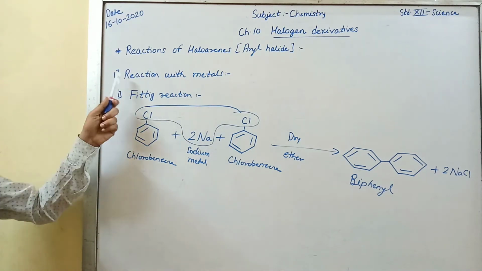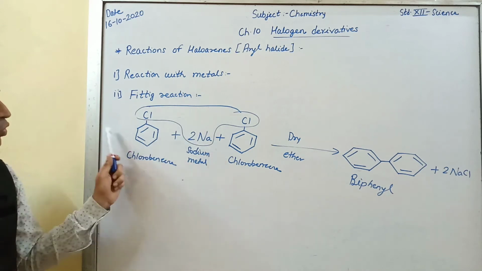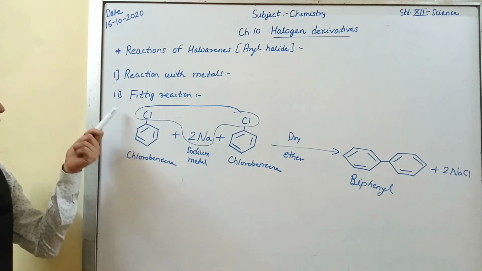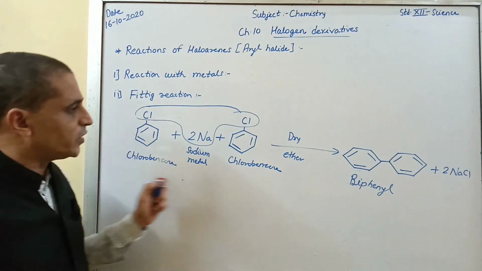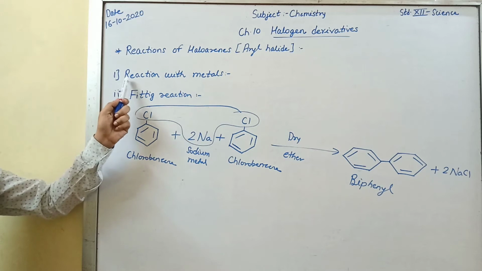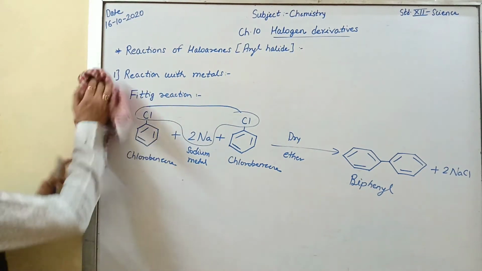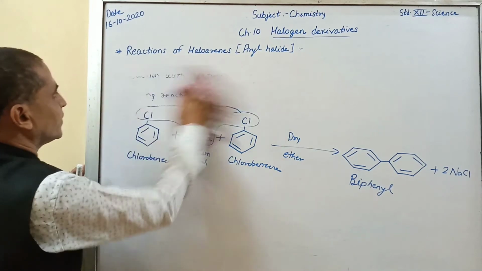I hope you understood reaction with metals. They are very easy to understand and they ask for 1 or 2 marks. Explain the Fittig reaction or explain the Wurtz-Fittig reaction. Sometimes MCQs also ask on the basis of reaction of haloarenes with metals. Now we will proceed to the second reaction.